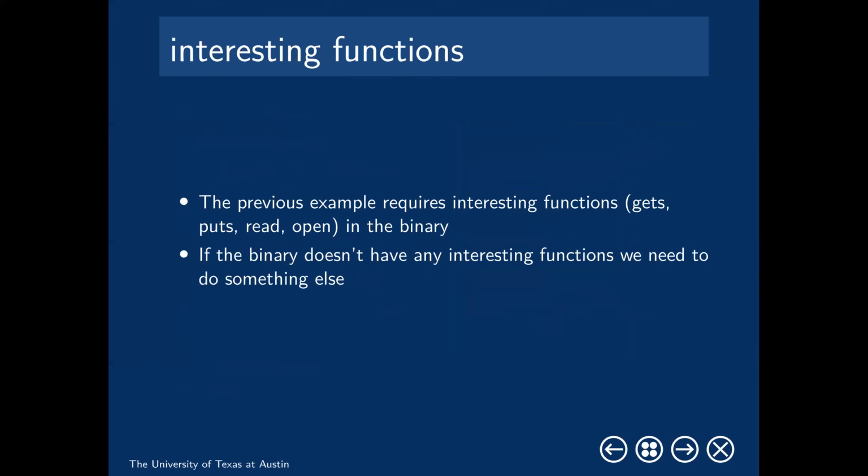It's worth noting that the previous example requires you to have these interesting functions in the binary, right? So the original source code of the binary would have to call gets, puts, read, and open in order for us to do this exploit. So if the binary doesn't have these interesting functions in it, then we have to do something else.